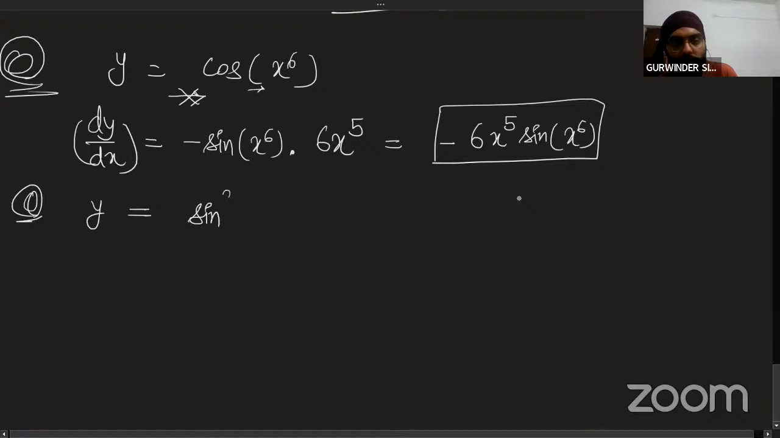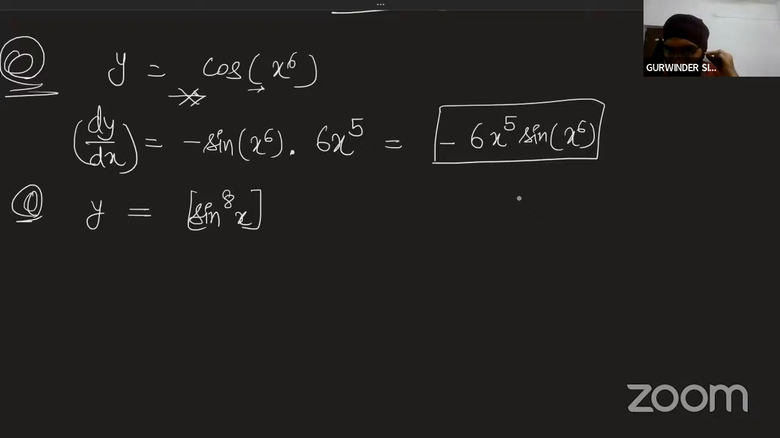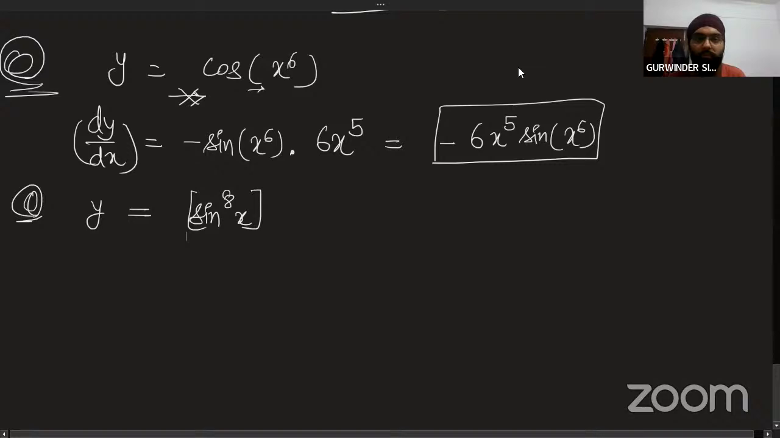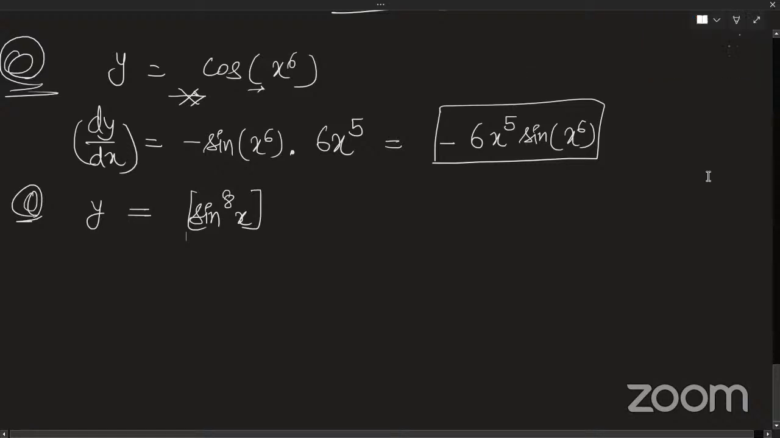Sine to the power 8, x. So it is sine to the power 8, not sine x to the power 8. How will you do that? First see which function is being put inside another function. Tell me. See, we have this function x raised to 8. Inside that, we are putting sine x. You get that, right?